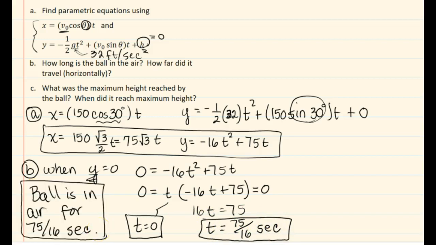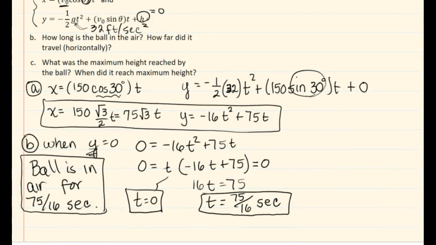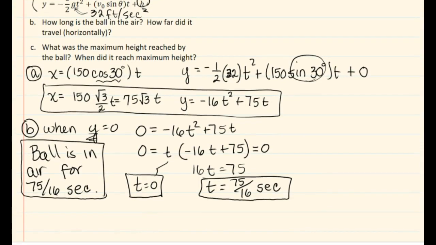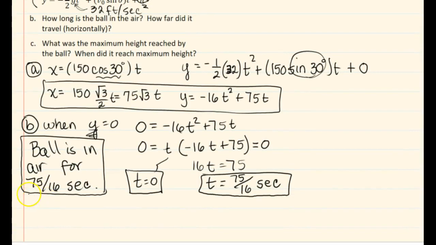So let's go to the second part, where it's asking us how far did it travel horizontally? Well, we know how long it was in the air. That's how long it was traveling. For horizontally, we're going to plug it into our x equation. So we're going to get 75 square root of 3 times t, which is 75 over 16. And whatever that value is, that's going to give us the distance that it traveled. And the units will be in feet.